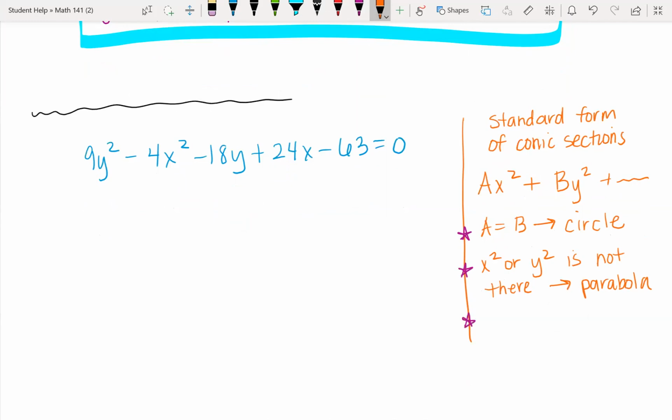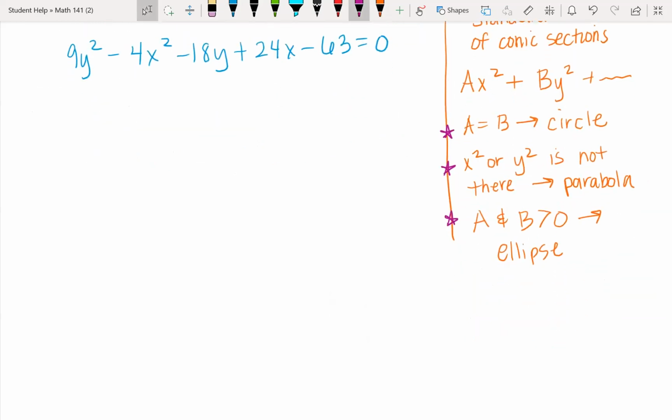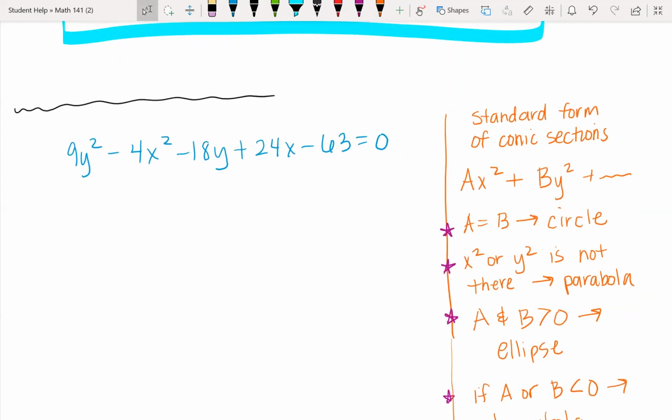If there's a plus between them, right? If both are positive, then that means we have an ellipse. And if one of them is negative, then that means we have a hyperbola. Right? So that's just some notes on the side. In this case, we have one of them being negative, the second one, so we know that it's a hyperbola.